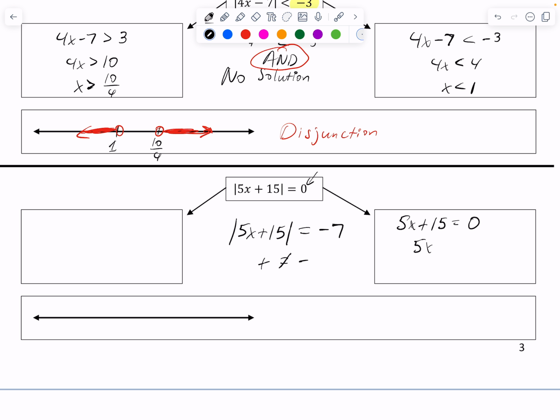So let's solve this. Move the 15 over, you get -15, so x equals -3. There's only one answer here, and that's just a closed circle with no arrows moving any direction. If your symbol is an equal sign, you're only going to have dots. We're not going to have any shading or arrows moving to the left.